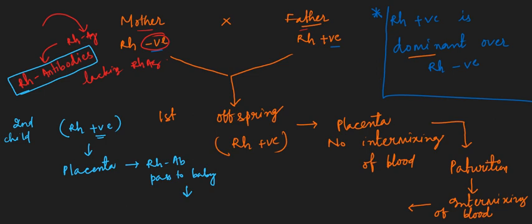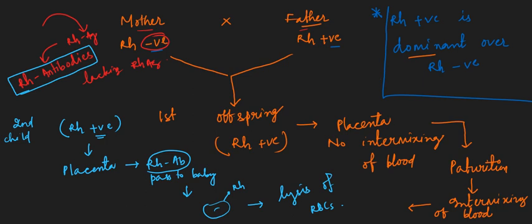Then what will happen? See, if this is the RBC of a baby, then these are the Rh antigens. And now we have the Rh antibody. Antigen and antibody will react. As a consequence of this reaction, the RBCs will clump, or coagulate, or we can say the RBCs will be destroyed, or lysis of the RBC will happen.